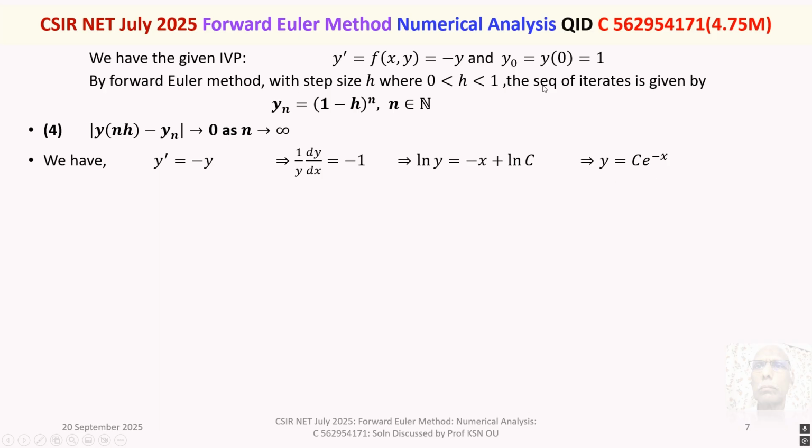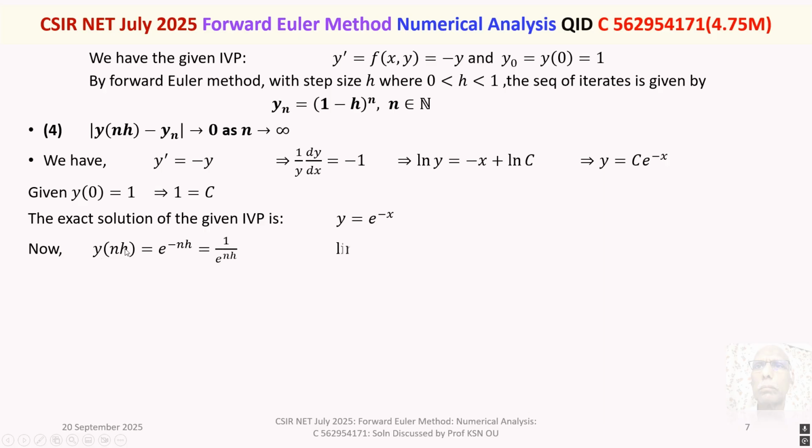To evaluate c, we take the initial condition. We are given the value of y at 0, x is equal to 0, is 1. Substitute in this: y at 0 is 1 is equal to c into e power 0. So C is 1. Therefore the exact solution of the given initial value problem is y is equal to e power minus x. So now y at nh is equal to e power minus nh, that's equal to 1 by e power nh.